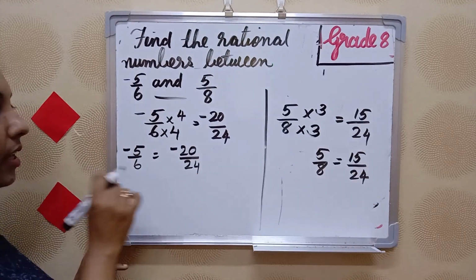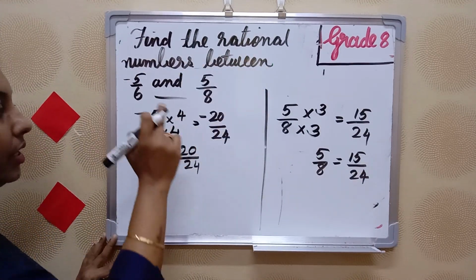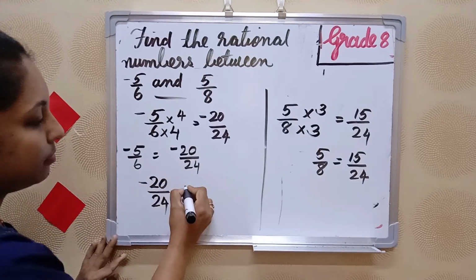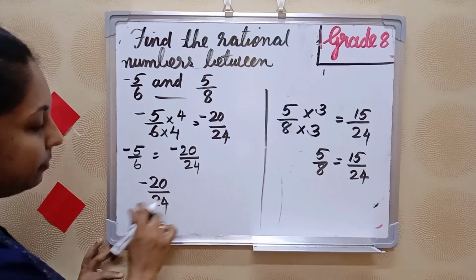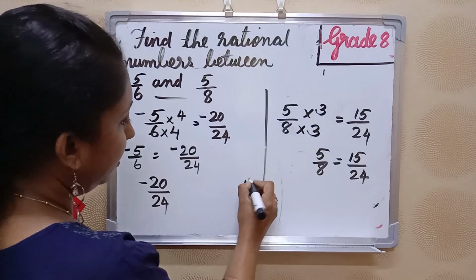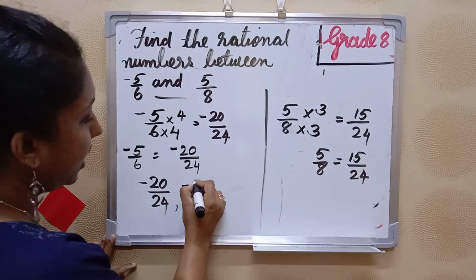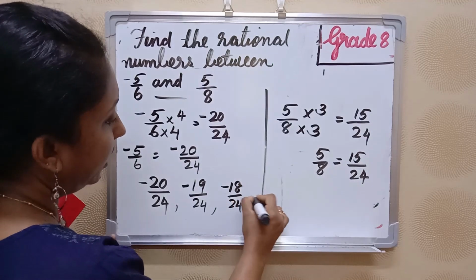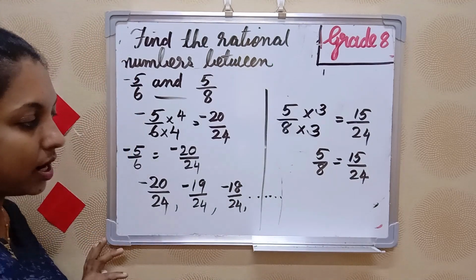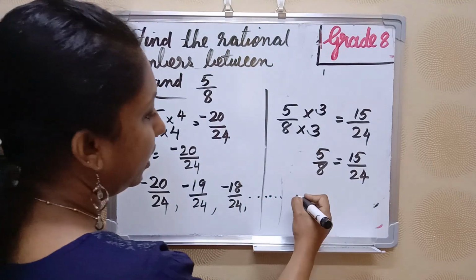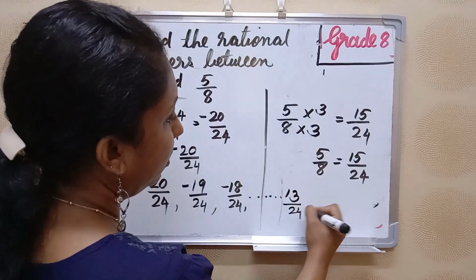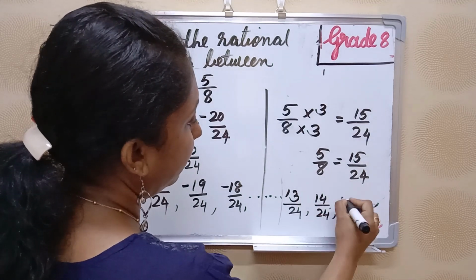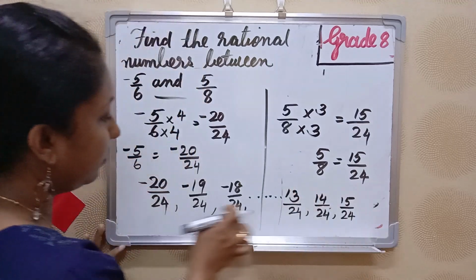Now we can easily find the rational numbers in between these two numbers. Minus 20 by 24, then in between, minus 19 by 24, minus 18 by 24, etc. However many rational numbers you want, that many you can find. Then 13 by 24, 14 by 24, then 15 by 24. Many rational numbers you can find.